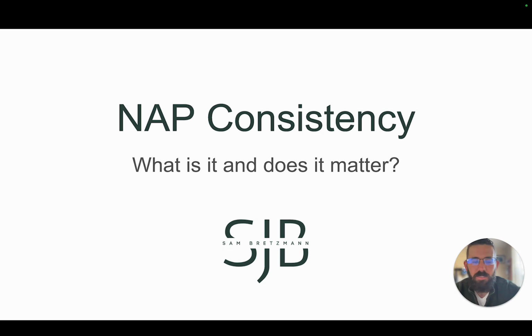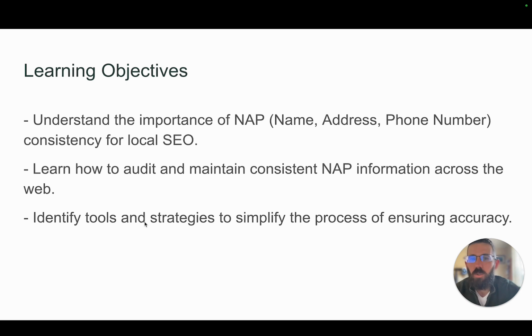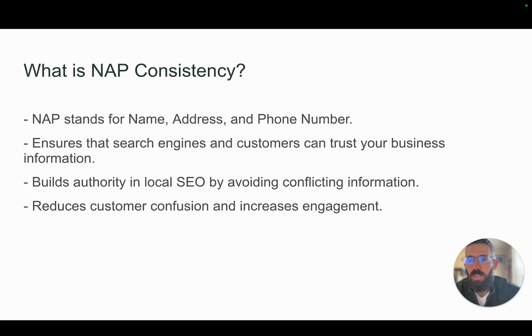My name is Sam. This is part of our SEO for Beginners series, and we are in our local SEO section. In this video, we are going to go over the importance of NAP consistency for local SEO. We're going to learn how to audit and maintain consistent NAP information across the web, and we're going to look at some tools and strategies to help simplify the process of making sure your listings are accurate.